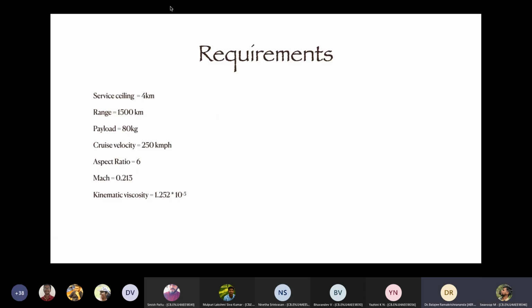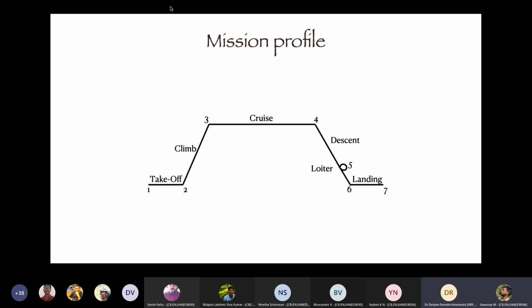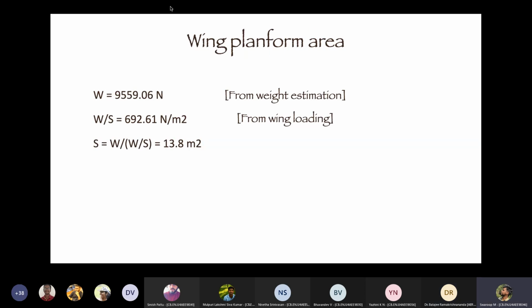So these are the requirements we took, sir, for wing design. Service ceiling, range, payload, 80 kg. Your type of aircraft is? Sir, piston prop trainer. Okay, good. So this is the mission profile. And for wing planform area, we got it as 13.8 meter square. Very good. Next one.